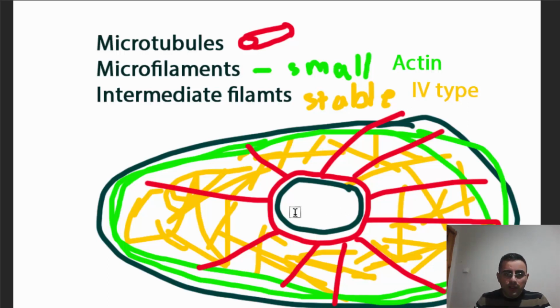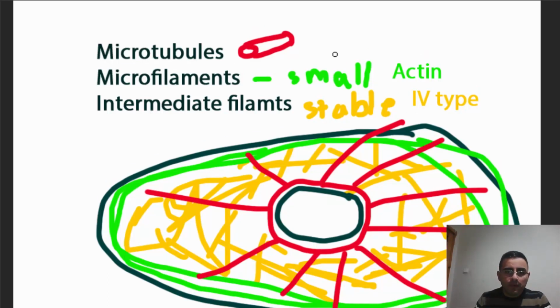Also very interesting is microtubule, because microtubules are a highly dynamic structure. They are always assembling and disassembling. We are talking about microfilaments now. They are responsible for cell movement.